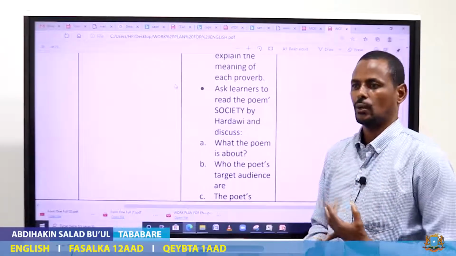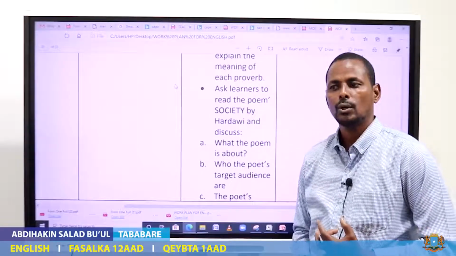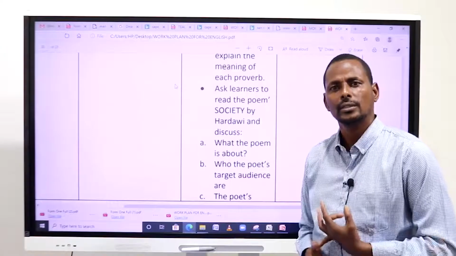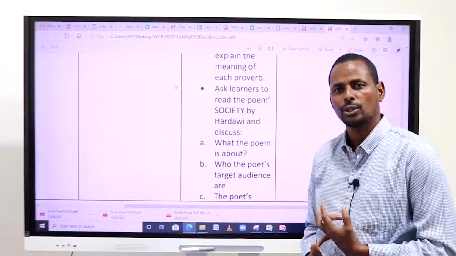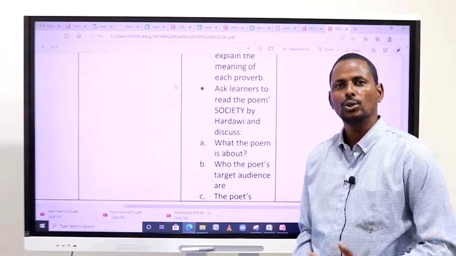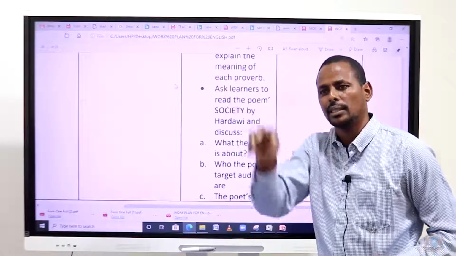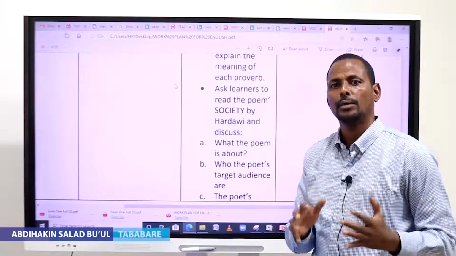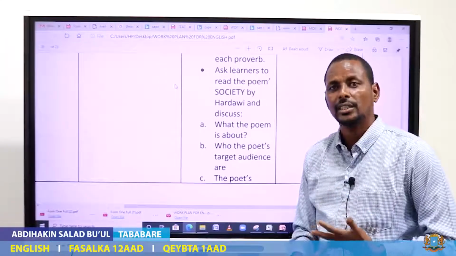One, time setting. When was this poem composed? Was it a time when there were no mobile phones, there was no internet? Olden days? Was it performed or composed at this modern age? When you look at the time setting, you will easily identify the themes in that poem. Because analyzing a poem, the student is going to analyze the poem in terms of setting, and thematic analysis in terms of themes.